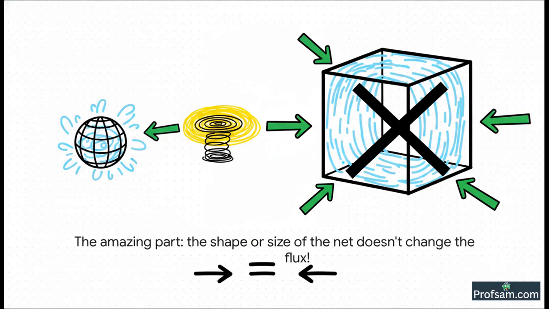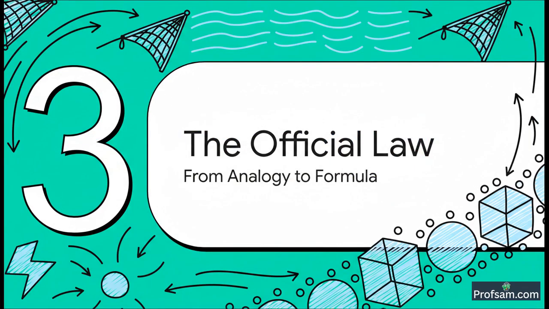And this is the main idea. The total flux only depends on the strength of the spring inside the net. It doesn't care about the net's shape or its size. Please remember this. Okay, now that we have this simple water and net picture in our heads, we are ready for the official part. The definition you need to write in your exams.